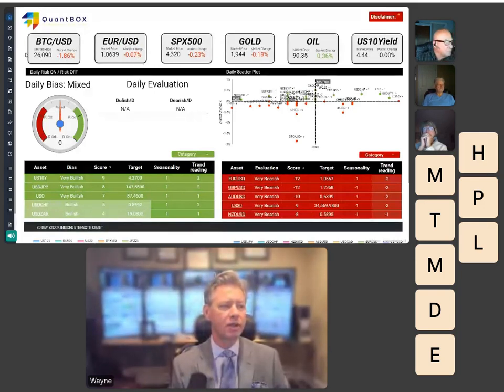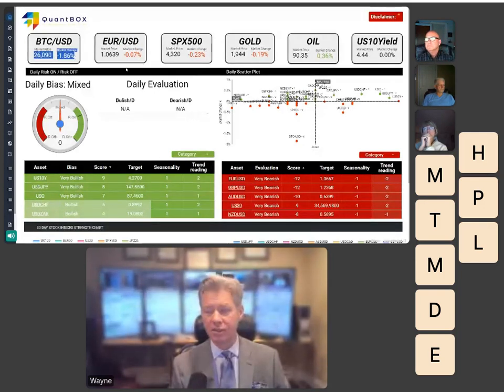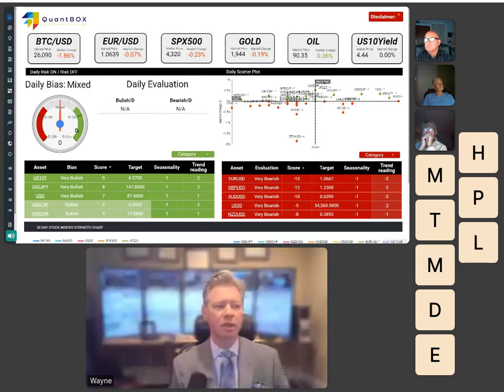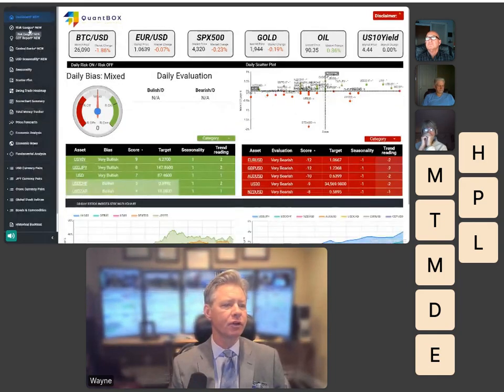Cool. Bitcoin showing risk off, tickling 26. Okay, it hasn't collapsed, but nonetheless, that is bearish. So when we look at the short-term bias, neutral for today, but we can go out a little further.